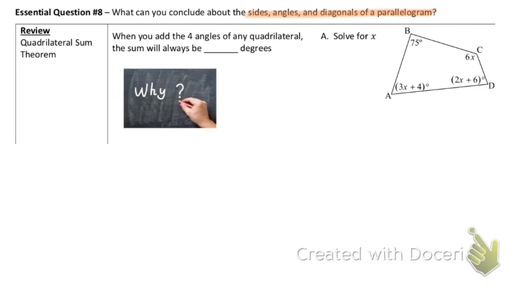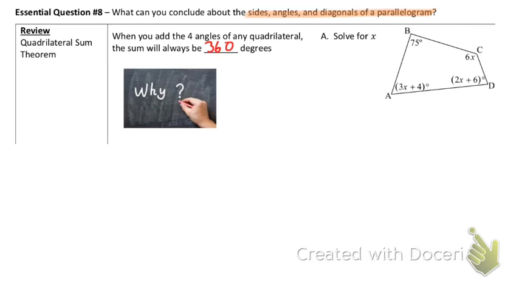So let's get started with some review, some stuff we talked about the other day, which is the quadrilateral sum theorem. The quadrilateral sum theorem says when you add up four angles in any quadrilateral, the sum will always be 360 degrees. So that means if I take angle A plus B plus C plus D and add these all up, they should equal 360. So let's use this theorem.